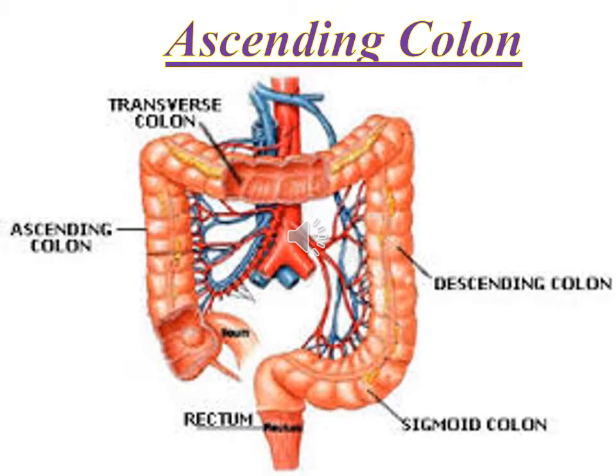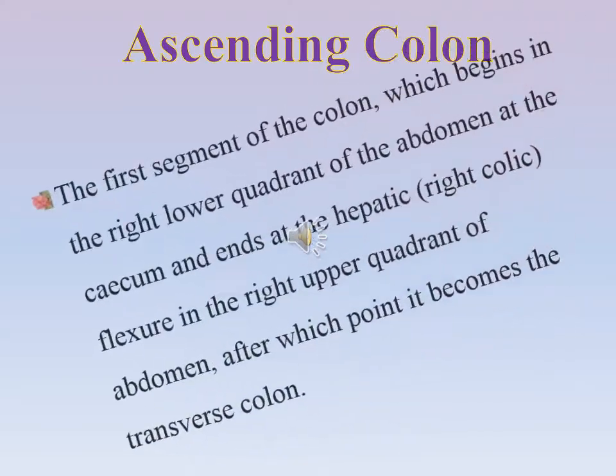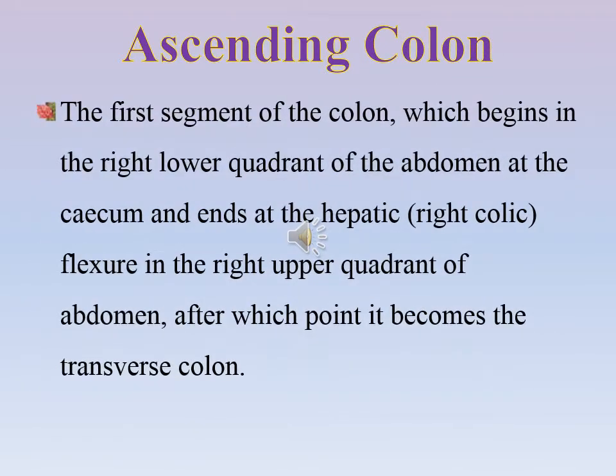The ascending colon. The ascending colon is the first segment of the colon, which begins in the right lower quadrant of the abdomen at the cecum and ends at the hepatic flexure in the right upper quadrant of the abdomen, after which point it becomes the transverse colon.